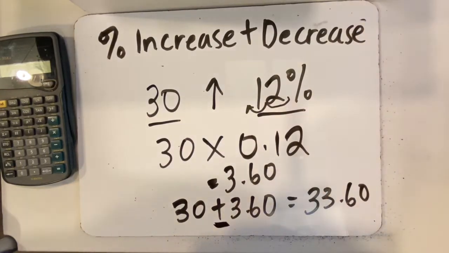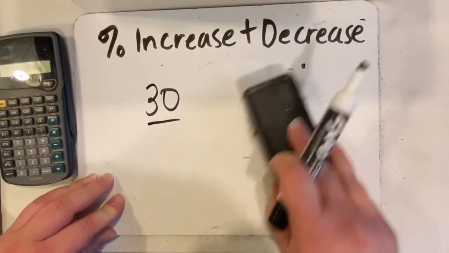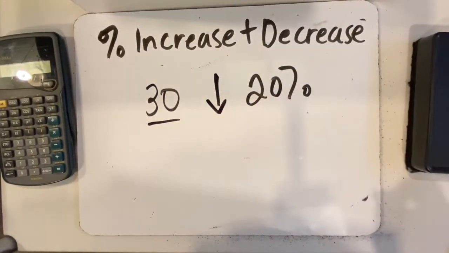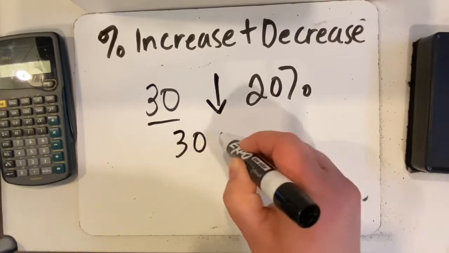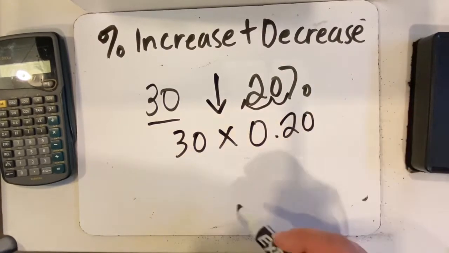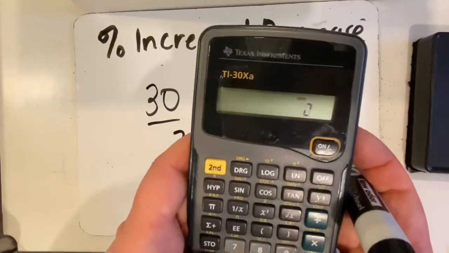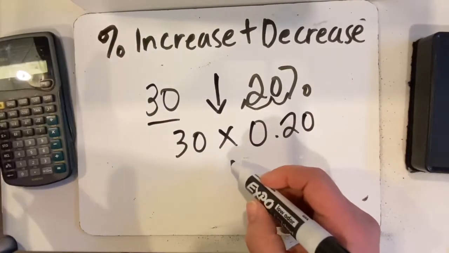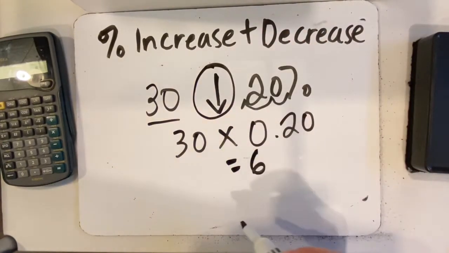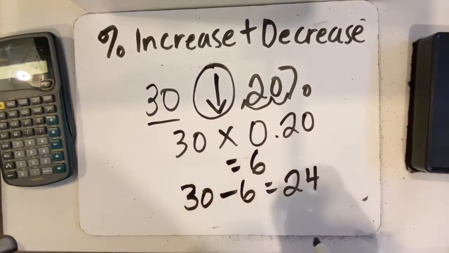Now, what happens if it's a decrease? Well, it's very similar. If we're decreasing a number, we'll keep 30. Let's say we want to decrease it by 20%. Same thing, we take the original number and multiply it by the decimal version of 20%. We'd put that into our calculator, 30 times 0.2, and we'd find that it equals 6. But when we're doing a decrease, that means we have to subtract. So we would do 30 subtract 6, which is 24.